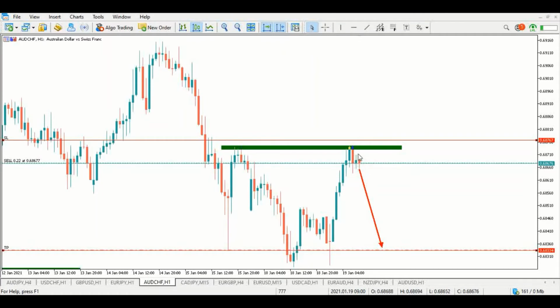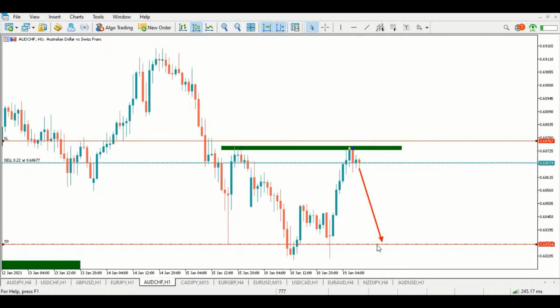So as soon as that happened, I went short, and this is where I set my targets, right on the wick. And then my stops, I just set them above these two highs. So I'll just be patient.